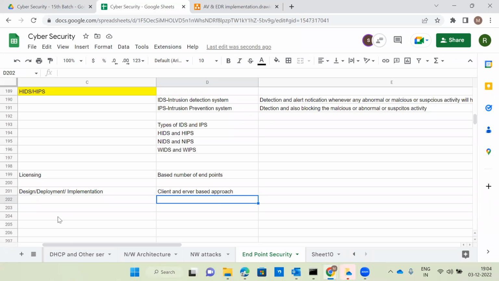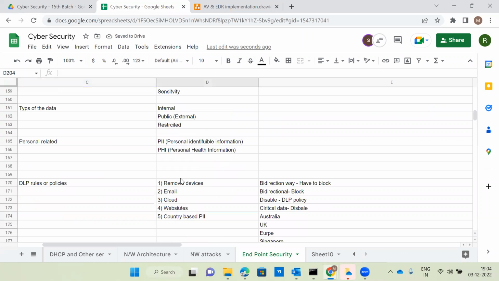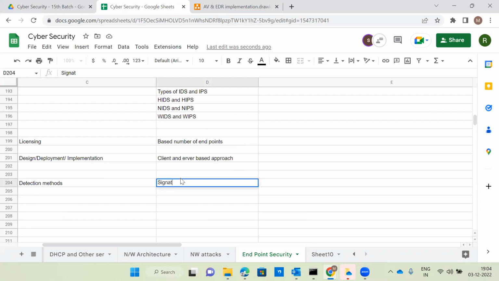So next one is detection methods. So mainly HIDS HIPS will use three detection methods. Those methods are, one is signature based. Second one is machine learning or artificial intelligence. Third one is baseline method. This machine learning and artificial intelligence is also called behavioral pattern, because based on the habits, based on the actions, based on the end user activities, this machine can understand. Okay, behavioral based.